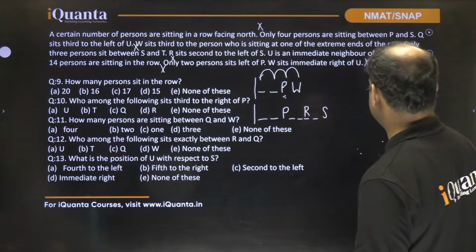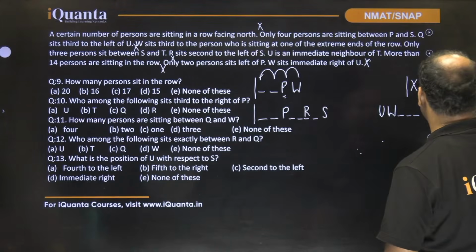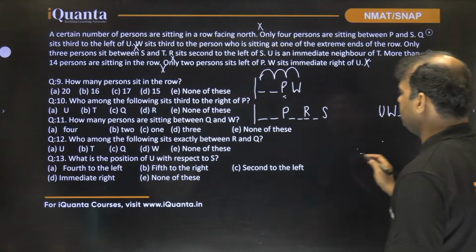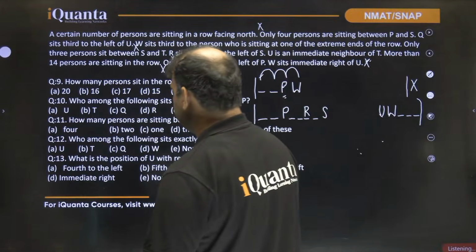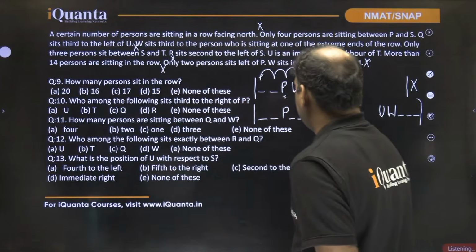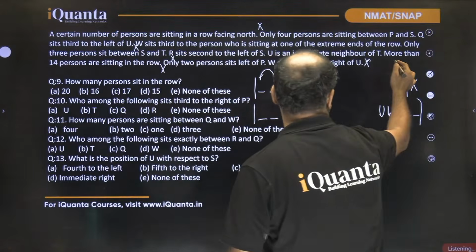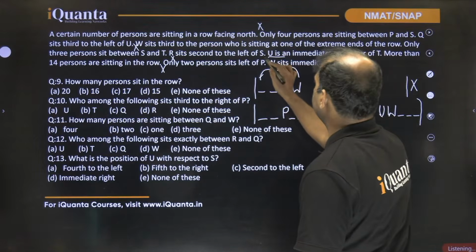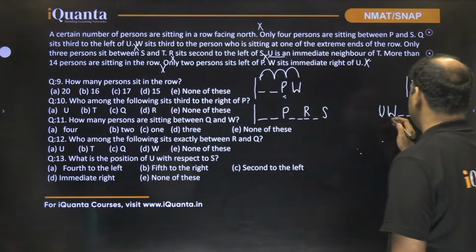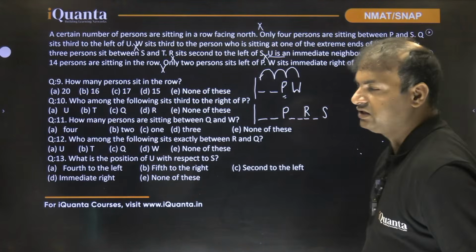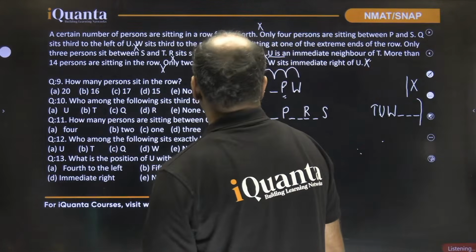Alright, guys. So we were talking about this, one of the extreme places, and this is about the other people. Now we were trying to use this point that U is immediate neighbor of T. So obviously T can't be here, T must be here only. Simple as this. So we have arranged T as well.